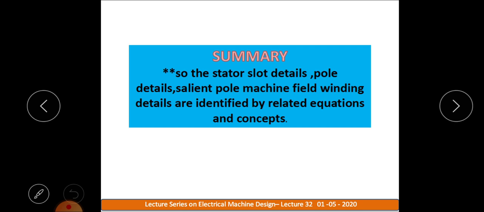Finally, the pole height is calculated. The height of field winding is initially calculated, and the height available for pole shoe and height taken by insulation, we are going to assume as 0.2 centimeter and 0.3 centimeter. So overall we are going to get a pole height of 20.5 centimeter.